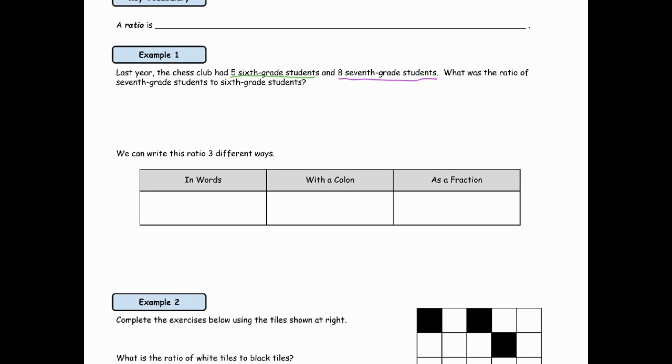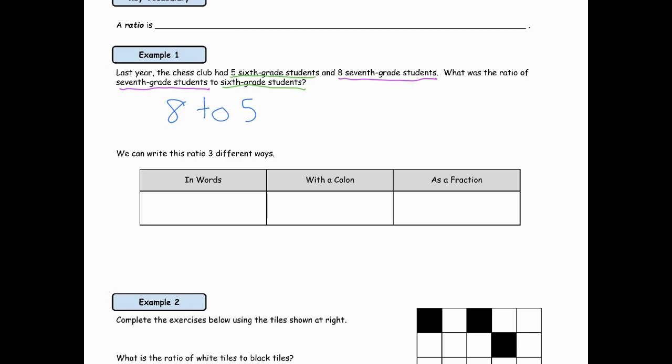Now notice I underlined 7th grade students in purple to 6th grade students. So I'll underline the 6th grade students again in green. So you have to be careful here because they kind of switch the numbers around on us. The ratio that they're asking for is 7th grade students to 6th grade students. So there were 8 7th grade students and there were 5 6th grade students. So the ratio is 8 to 5.